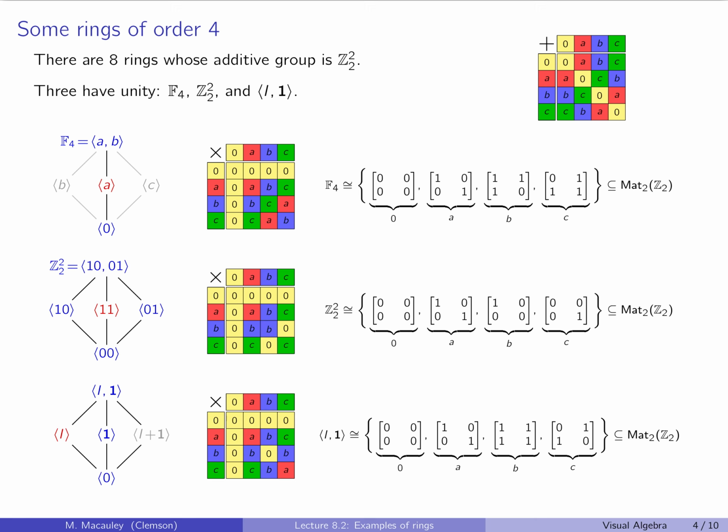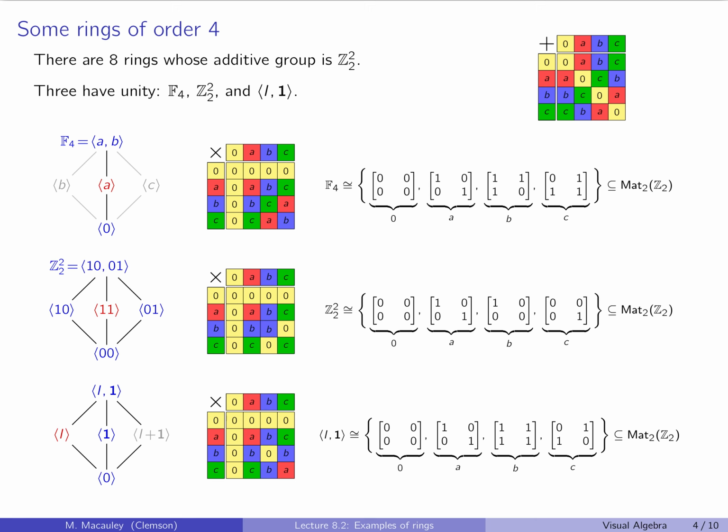Next, we come to Z2 cross Z2. So this is a group that we're very familiar with, but now we are putting a multiplicative structure on it. And A is the identity, so that's the element 1, 1. And that is a subring because it's closed under multiplication. And now let's look at B. So you can think of B as being 1, 0. That is an ideal because it's closed under multiplication, since these 4 entries are within 0 and B, and B times anything gives you either 0 or B. And C times anything gives you 0 or C. So these things are both ideals, and here's that subring lattice.